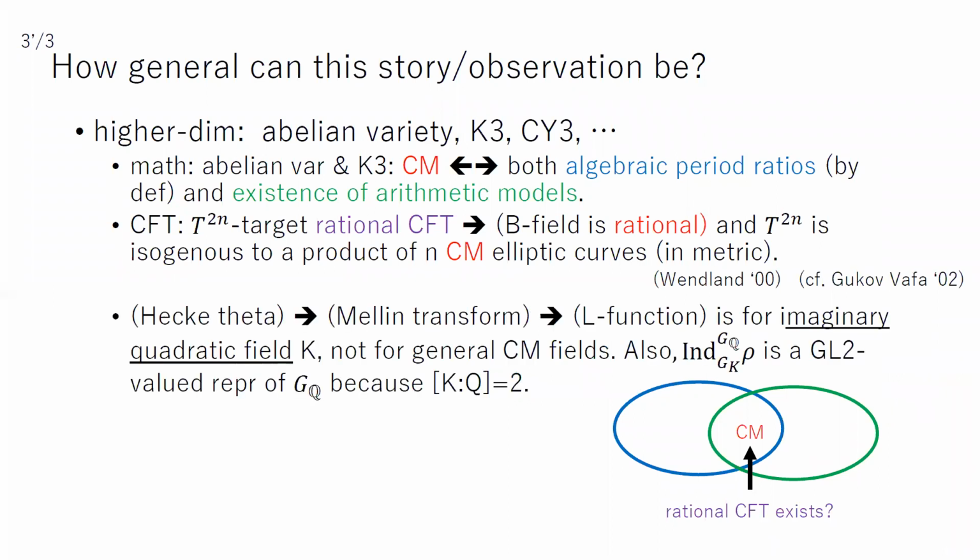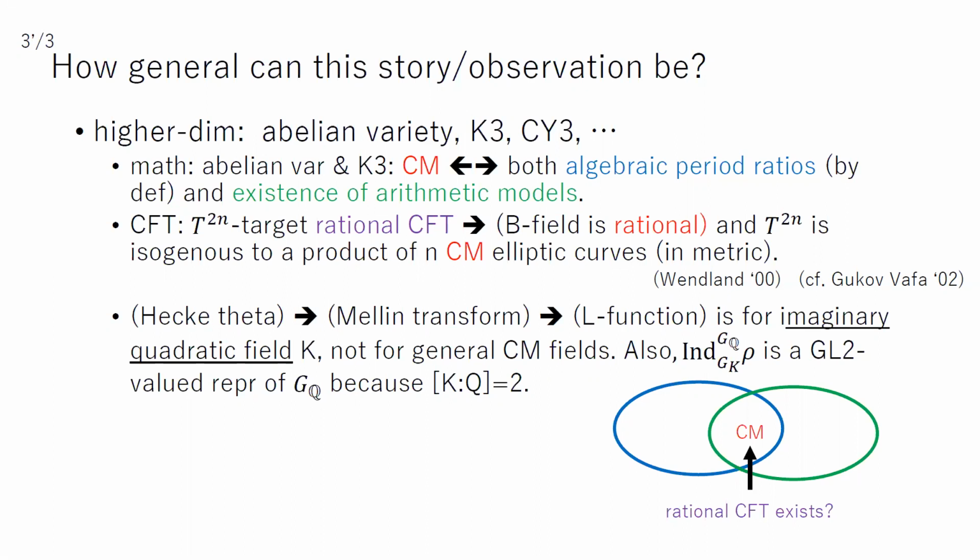Now here's an observation. The story that I presented today is based on an observation that we can take a Mellin transformation of a Hecke theta function, and then it reproduces the L function. But this observation holds true only for an imaginary quadratic field, and not for a general CM field, which shows up in the context of the CM type K3 surface, abelian variety, or Calabi-Yau threefold.